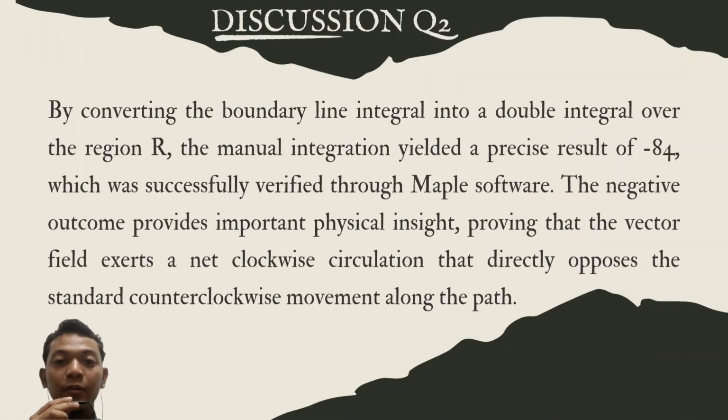and then this is the output that we receive from the command. By converting the boundary line integral into the double integral over the region R, the manual integration yielded a precise result of -84, which was successfully verified through Maple software. The negative outcome provides important physical insight, proving that the vector field exhibits a net clockwise circulation that directly opposes the standard counterclockwise movement along the path.